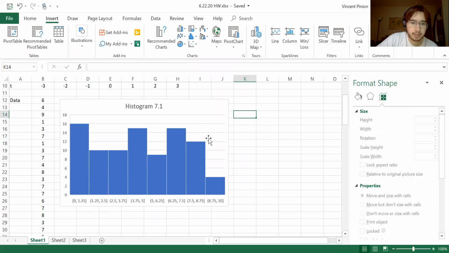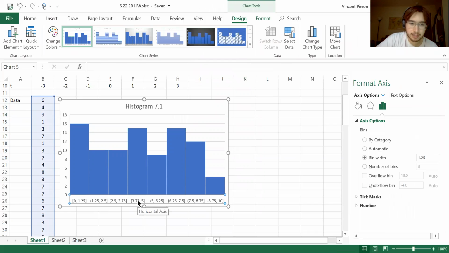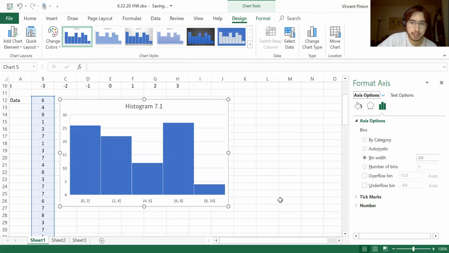So after that, it gives me this histogram, and we have to change the bins. So if you double click on the x-axis, so wait till it says horizontal axis, double click on that. Go over here to this format axis column, and go to axis options, this green bar chart, and click on bin width. And as he said in the lecture, the bin width needs to be 1.25. I think the default bin width is something like 2. So it might look something like that. Need to change it to 1.25.